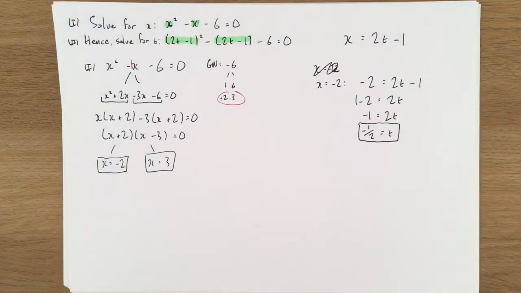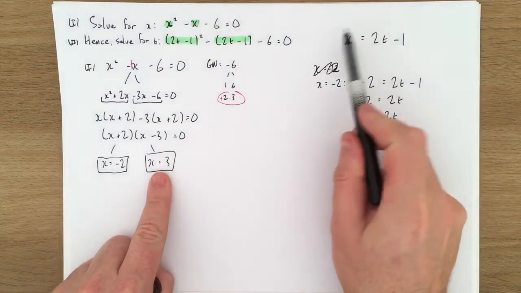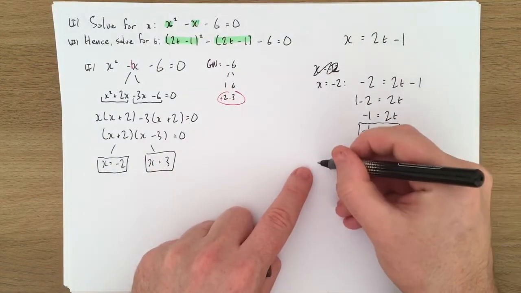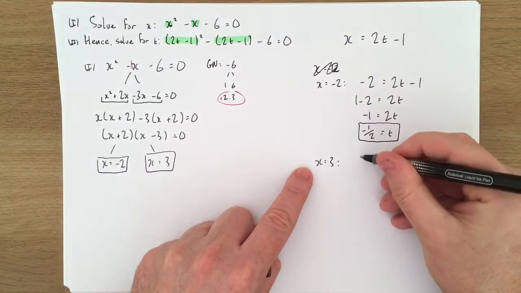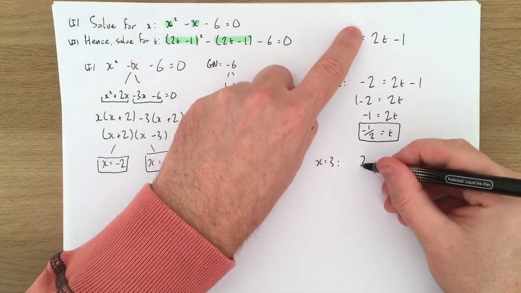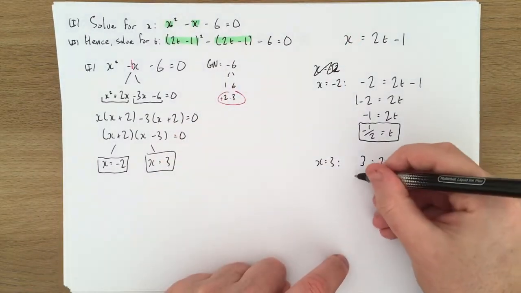So there's a solution for t. I'll get my other solution for t by subbing 3 in here instead of x. So when x is equal to 3, what's going on? 3 is equal to 2t minus 1. Bring the minus 1 over.